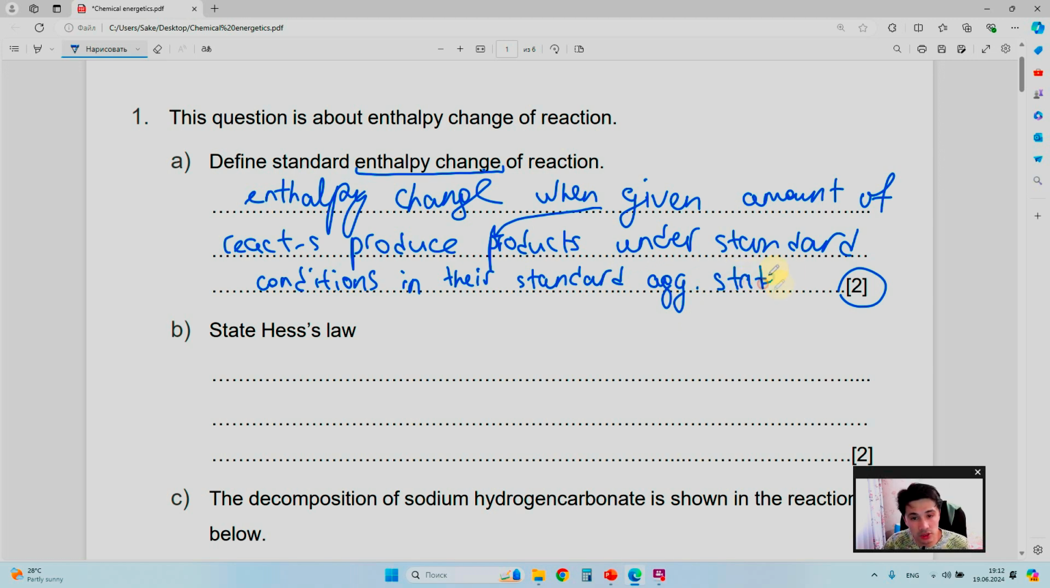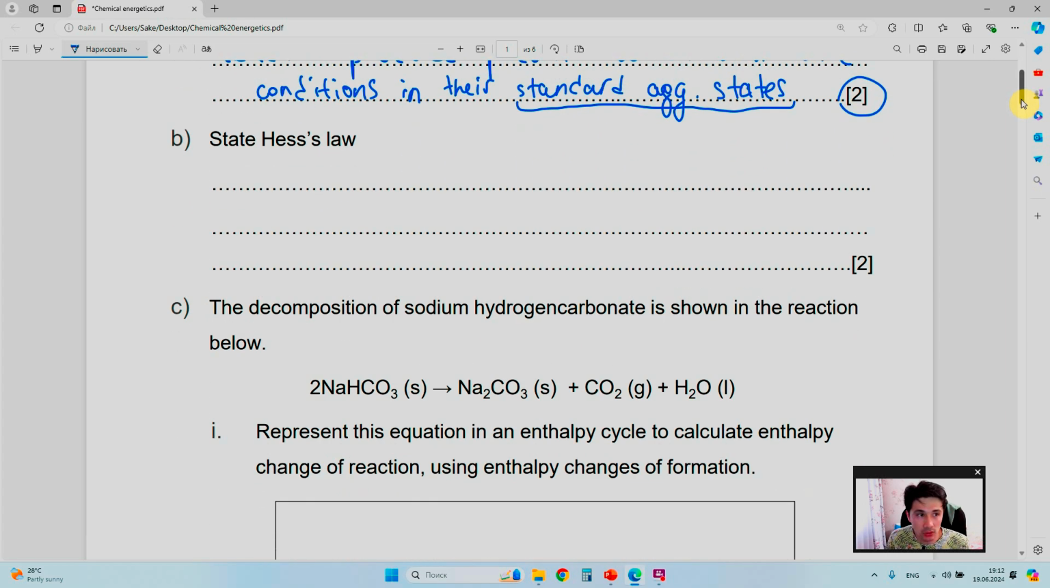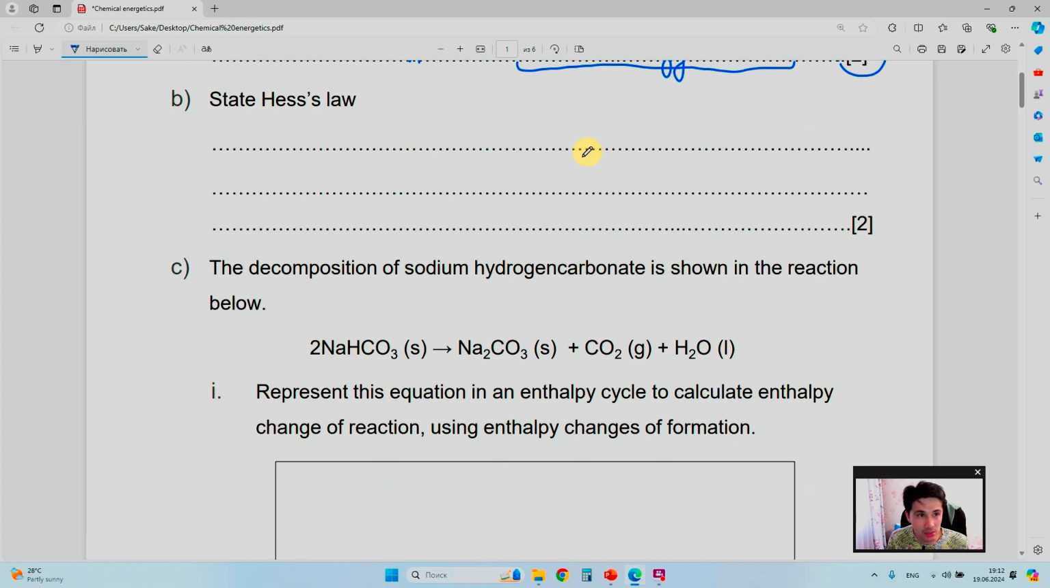So sometimes this may give you 3 marks, so you need to understand what does examiner wants to see in your answer. So probably 3rd mark could be awarded for mentioning aggregate states. So for standard enthalpy change, aggregate states are also must be standard. Alright, next question is about Hess law. So you need to state it, and this gives you 2 marks maximum.